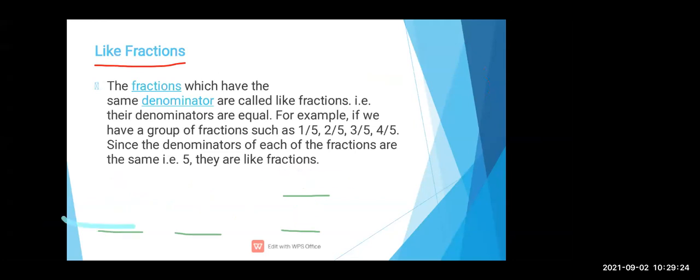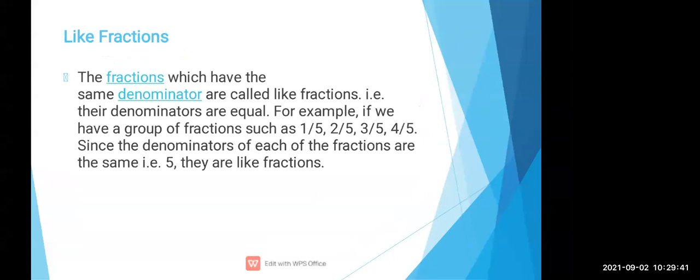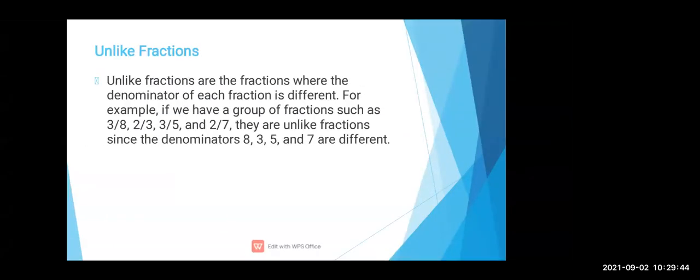Now opposite of like fraction is what fraction? Unlike fraction. Opposite of like fraction is unlike fraction. अभी यहाँ पे क्या होगा? In unlike fraction, all the denominators, जो भी कुछ denominator है वो क्या होगा? Not same, will not be same. So that is unlike fraction. We can see over here. Unlike fractions are the fractions where the denominator of each fraction is different. देखो denominator सबका क्या होगा? Different होगा. For example, if we have a group of fractions such as 3 upon 8, 2 upon 3, 3 upon 5 and 2 upon 7.